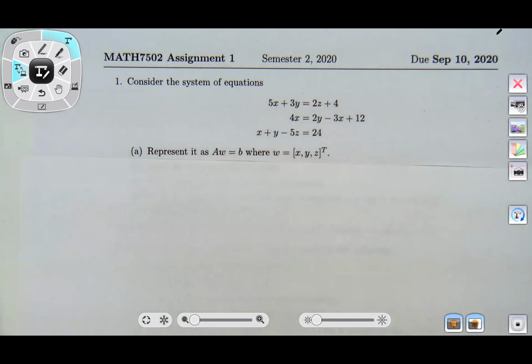Now, it says, consider the system of equations. So what we have are 3 equations and 3 variables, x, y, and z. All right, so eventually we're going to want to solve this, but the first problem says represent it as AW equals B, where W is equal to (x, y, z)ᵀ. Now that looks like to the power of t, but it means transpose.